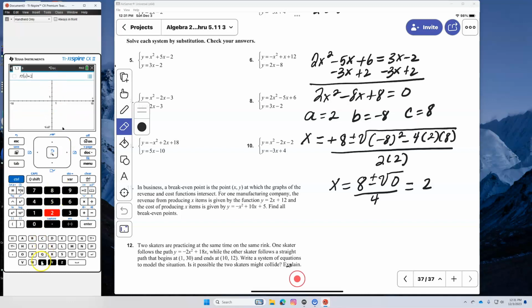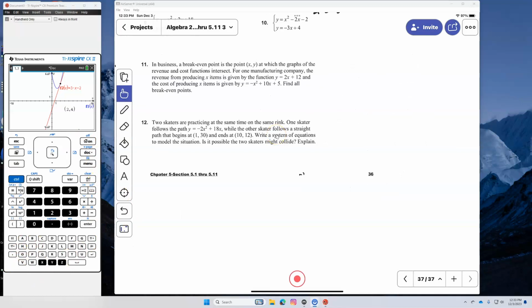So you have 2x squared minus 5x plus 6. And then also make sure that you graph the linear function, which is 3x minus 2, right? So it only intersects it at one place. And to find that out, you go to Menu, Analyze Graph, Intersection, and there it is, 2.